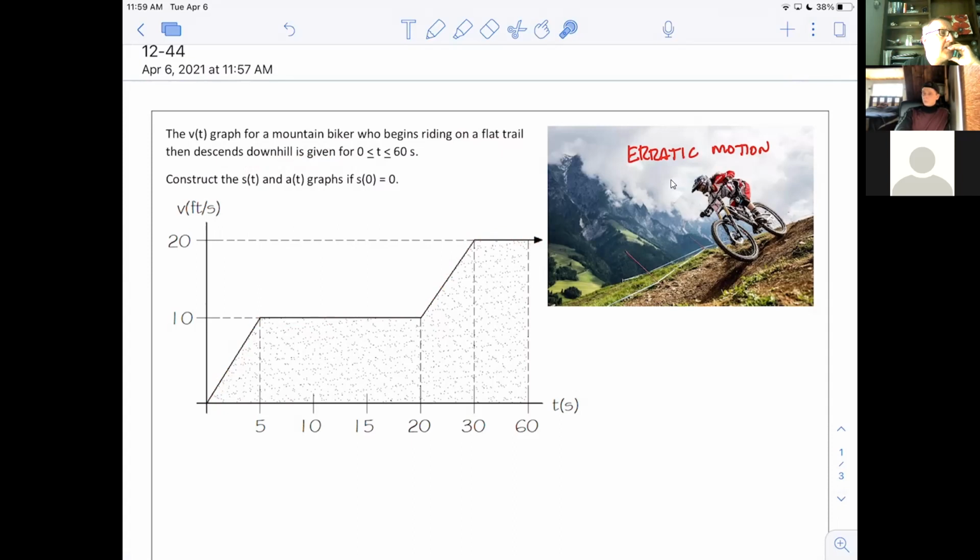He'll have a steady velocity on the flat ground, and then a steady, faster velocity going downhill. Basically, he starts out on a flat trail. He's riding at nothing, and then he starts pedaling. Isn't this what happens when you're on a bike or in a car? You pedal, pedal, pedal, and then 5 seconds later he reaches 10 feet per second. That's as fast as he can pedal, or as fast as he wants to pedal.